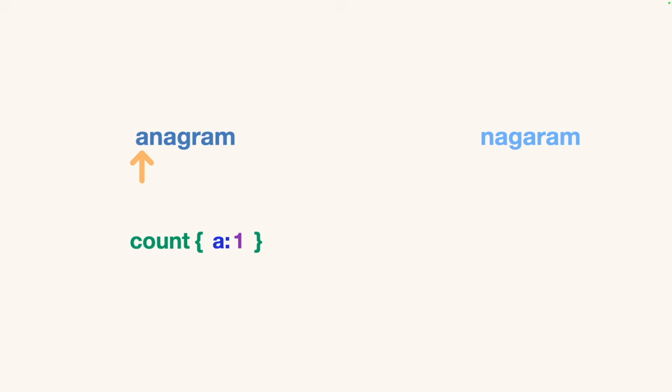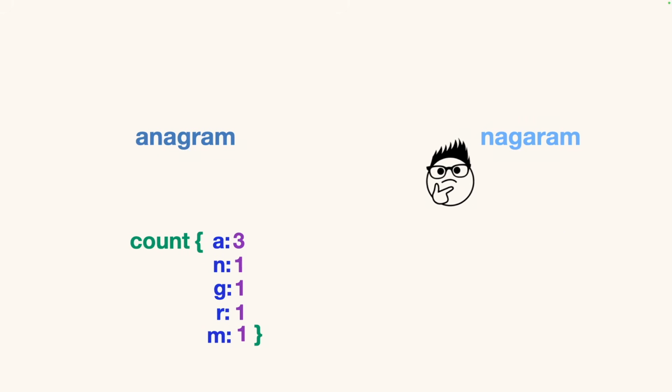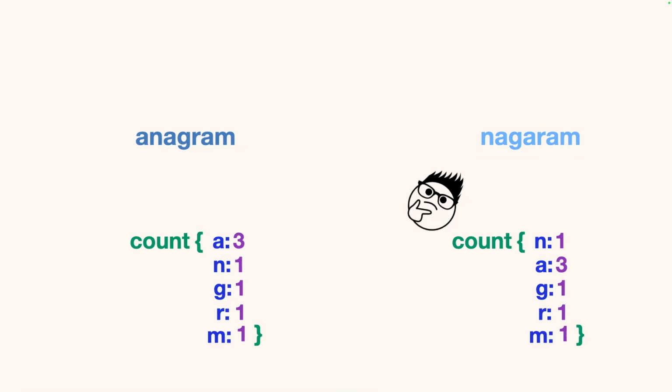I continue this process. Now I'm at the N. I see that N is not in my hash map yet, so I add it for the first time. Go to the next iteration. I can see that A actually already exists in my hash map, so I increment its existing value. And this process continues. Initialize G into your hash map, initialize R into your hash map, increment the A in your hash map, and initialize the M in your hash map. And if you did this process, you could do a similar process for your other string. So I'll just go ahead and generate it over here.